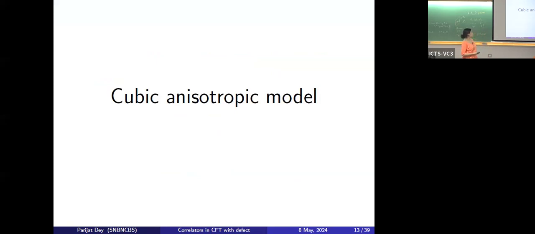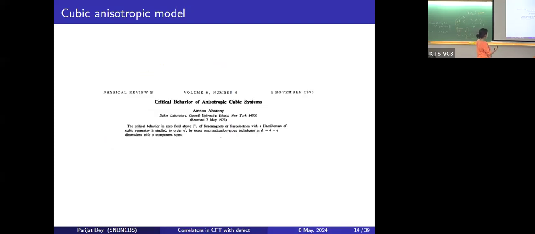Okay, so now let's talk about the specific model that we are interested in, which is a cubic anisotropic model. So why do we care about this model? This model is relevant to study the critical behavior of anisotropic cubic systems. This is a paper by Amnon Aharony from 1973, and as the abstract says, it studies the critical behavior of ferromagnets and ferroelectrics with the Hamiltonian with this cubic symmetry. I will discuss the cubic symmetry in a bit.